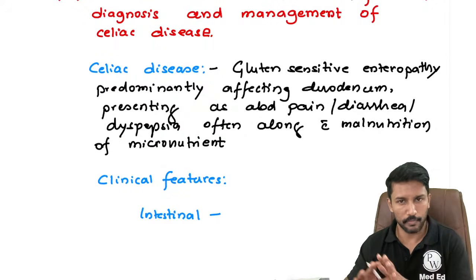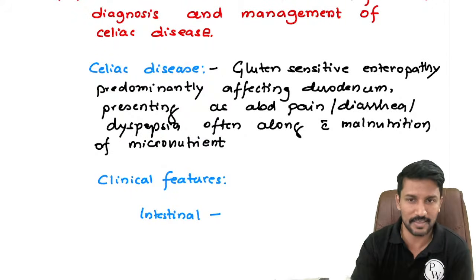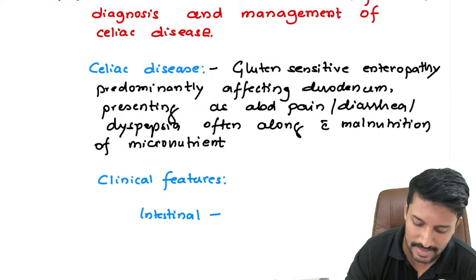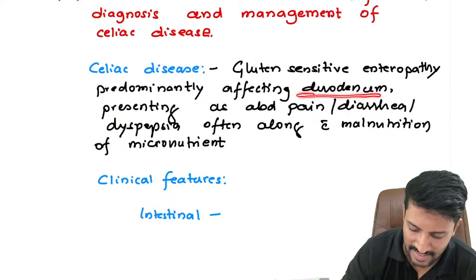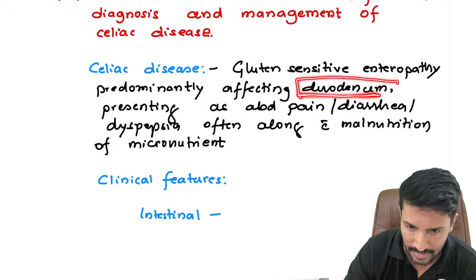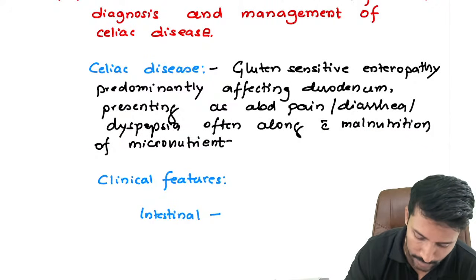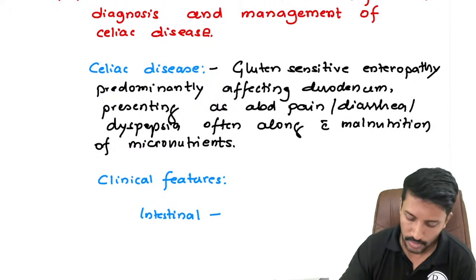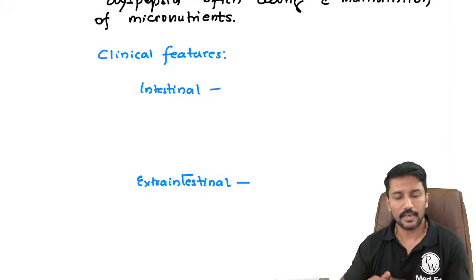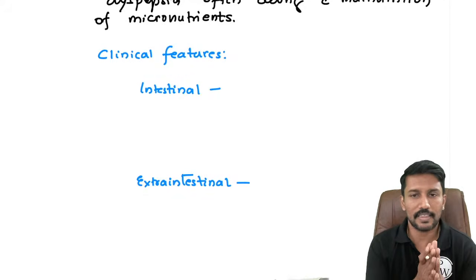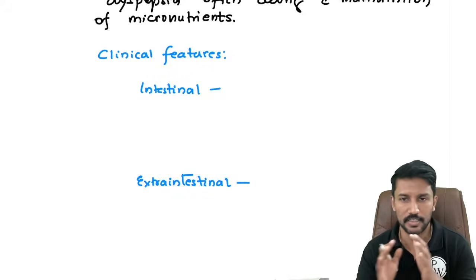Of course, patient will have abdominal discomfort and other symptoms which brings them to the hospital. But because there is significant inflammation of the affected segment, whatever nutrients that get absorbed there will not be absorbed and patient will present with malnutrition. Okay. So what clinical features are we expecting? The clinical features of celiac disease, let us classify them into intestinal and extraintestinal.